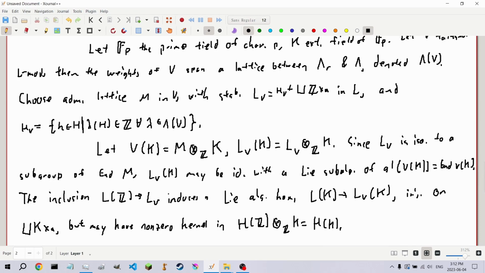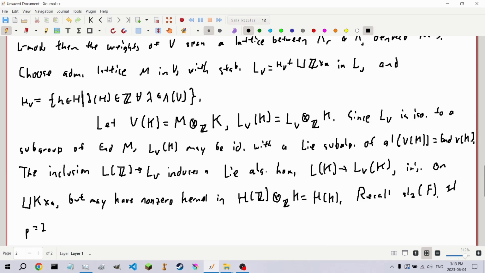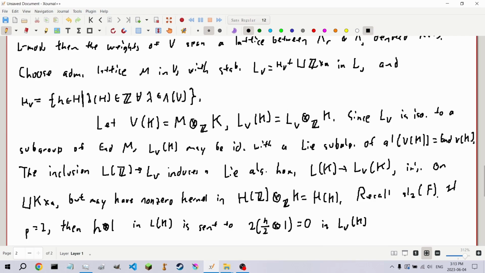And so we can look at an example. Recall the discussion of SL2 of F. If our P there is 2, this was our previous discussion in the previous chapter, then H tensor 1 in LK is sent to 2 times h over 2 tensor 1, which is going to be 0 in LV of k. In the adjoint representation, which is when V is equal to L.